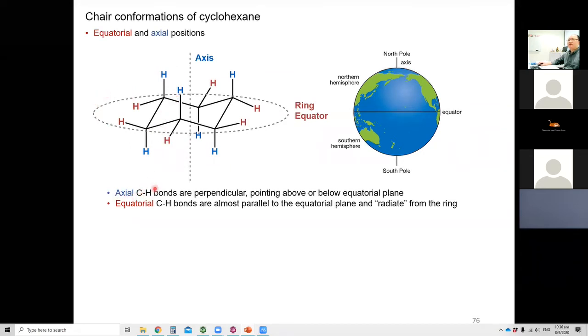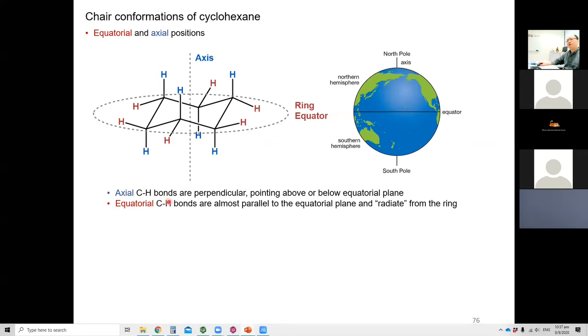So axial CH bonds, like shown in blue, are perpendicular and pointing above and below the equatorial plane. So this is 90 degrees above the plane. This is 90 degrees below the plane. And there's another type of CH bond, which is called equatorial. So it's derived from equator.